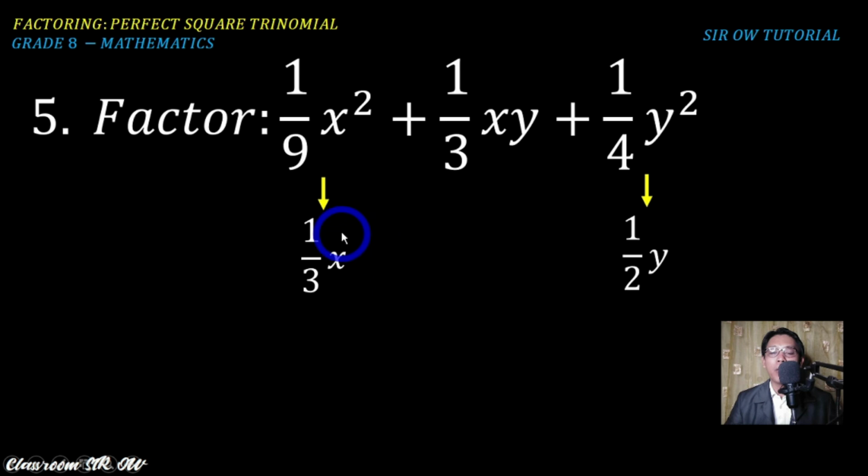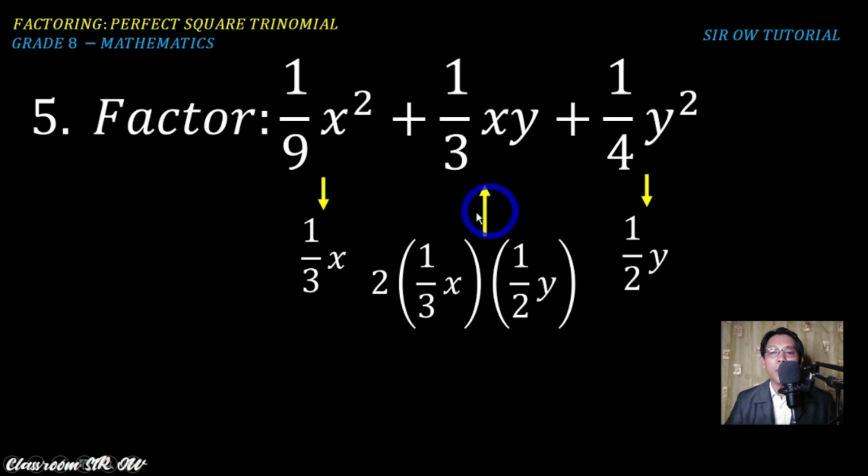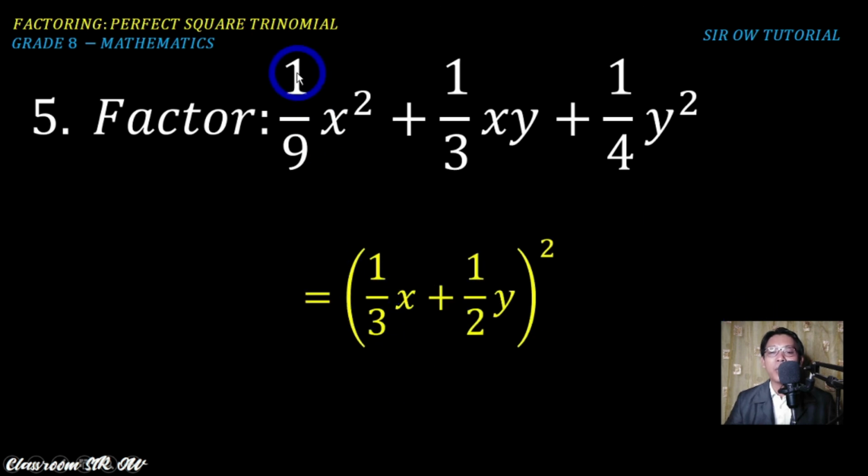Again, if we multiply the square root of the first term, which is 1/3 x, and the square root of the last term, which is 1/2 y, by 2, the product should be the middle term. If you notice, the product is the middle term. Oops, there is a coefficient, which is 2. Actually, guys, we can cancel that out. So what is left is 1/3 xy, which is the middle term. So this is a perfect square trinomial. Therefore, the factors of this are 1/3 x, which is the square root of 1/9 x squared, and the square root of 1/4 y squared, which is 1/2 y, raised to the power of 2. So this will be the factored form.